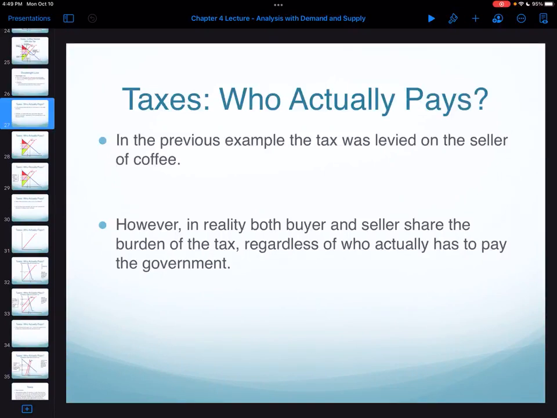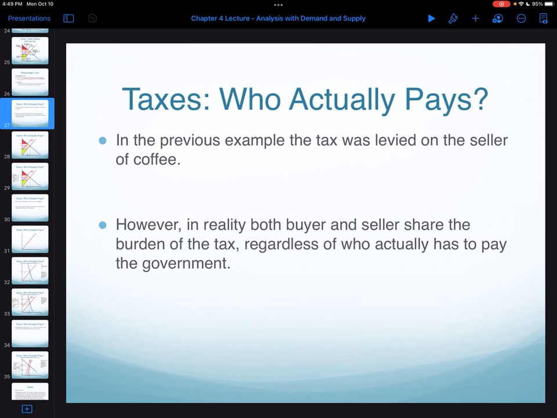Typically with a tax, the tax is by law levied on either the buyer or the seller, right? So when you go to the store and you pay a sales tax, that tax legally must be paid by the buyer. And in the previous example we did, the tax was on the seller, so legally the seller was responsible for paying that money to the government.